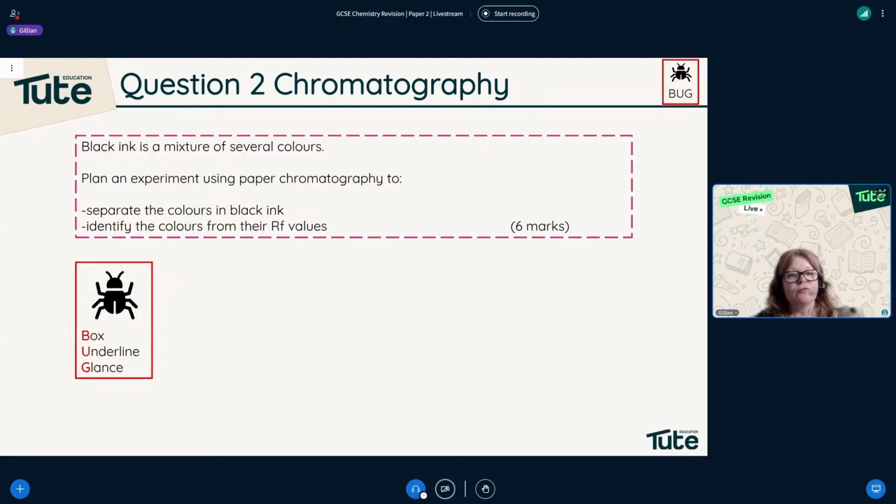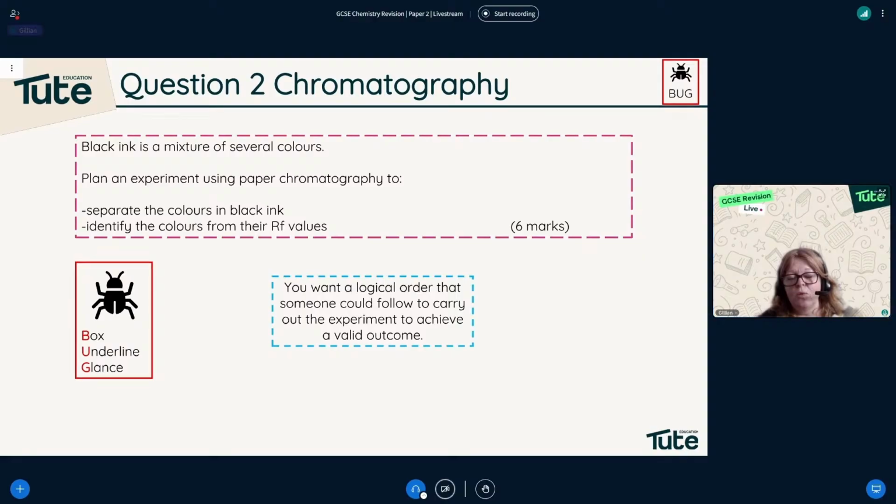Now, chromatography is a required practical, so is rates of reaction. Please make sure that you are familiar with the required practicals that you could be asked about on paper too. So this question is about the chromatography required practical. So black ink is a mixture of several colours. We need to plan an experiment using paper chromatography to separate the colours in the black ink, also to identify the colours from their RF values. And this is a 6-mark question.